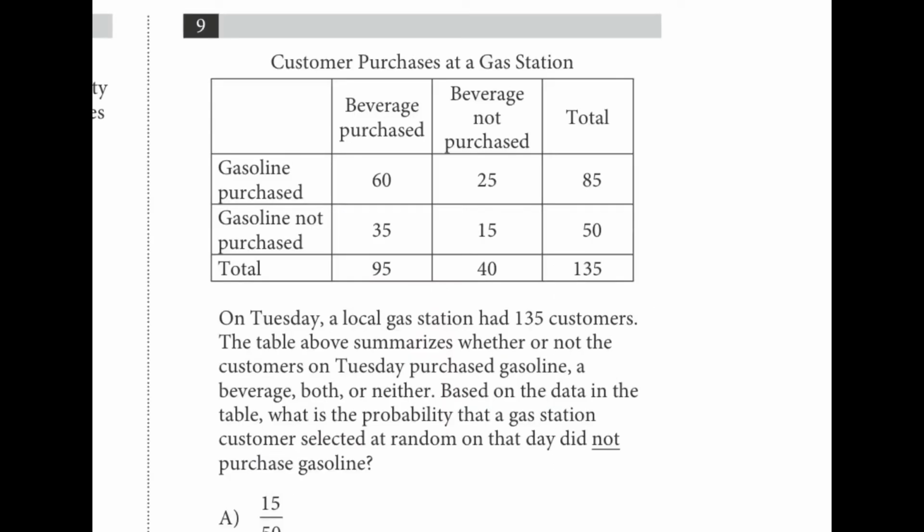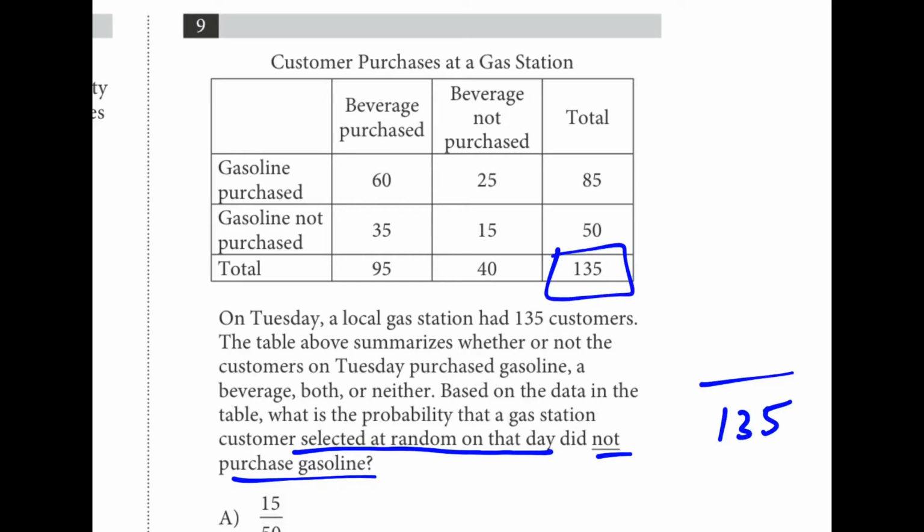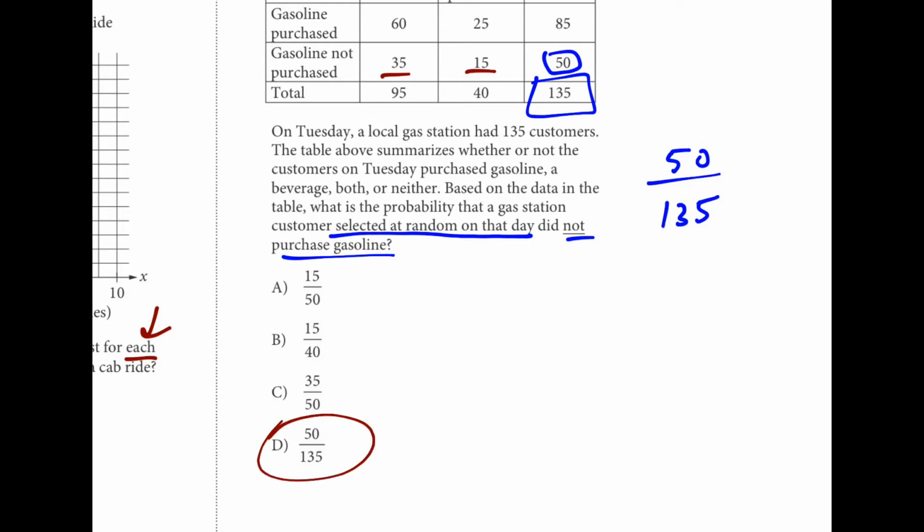Number 9, customer purchases at a gas station. Did they buy gasoline, beverages, both, neither, etc.? They want to know, what's the probability that the gas station customer selected at random on that day did not purchase gasoline? So there were a total of how many customers? 135. We're selecting them at random. And how many didn't purchase gasoline? That would be 50. The total of those, some that purchased beverages and some that didn't. So 50 out of 135, D, is the answer.